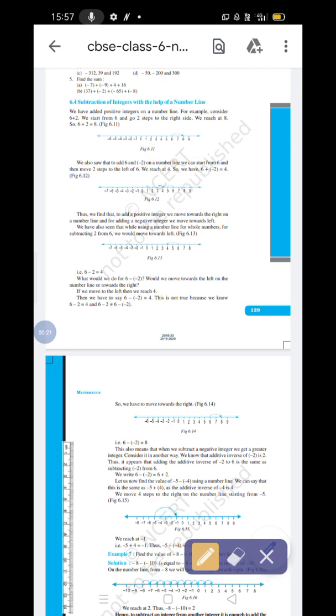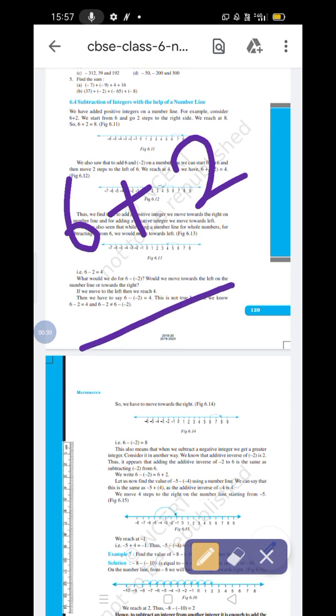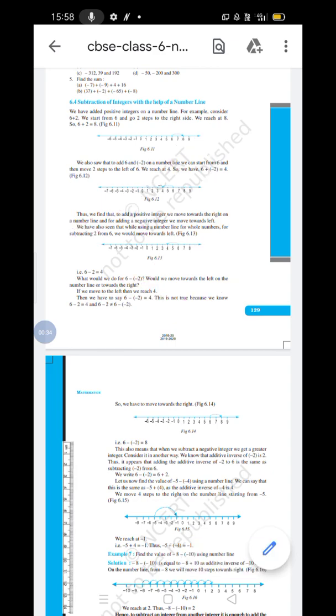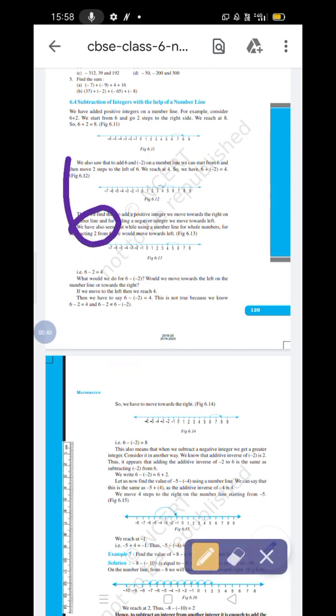For example, 6 plus 2. In order to add the integer, what will you do? You will move forward on the number line. In the case of subtraction, you have to move backward. So 6 minus 2: on the number line, you have to move 2 steps backward.